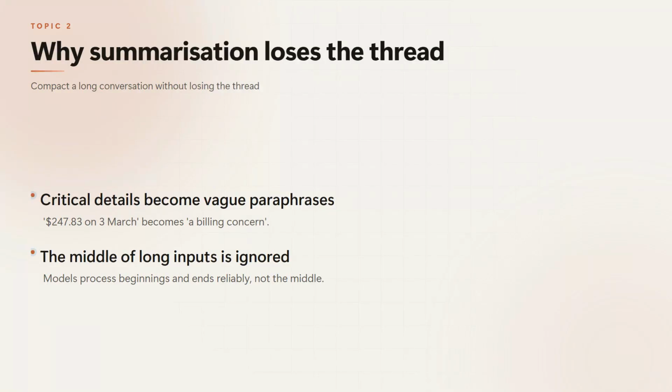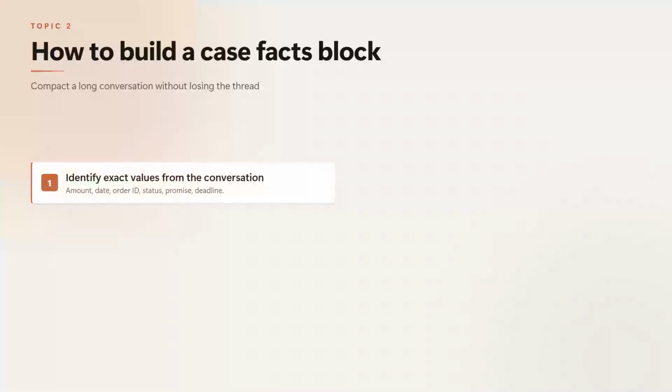A refund amount and deadline turn into a billing concern. In production, this means the model acts on wrong information, missing a deadline, quoting an incorrect amount, or losing an order ID. The cost is broken promises and rework. Compaction prevents this by keeping exact values in a separate block that is injected into every prompt, untouched by the summarizer. Take the case from the document.